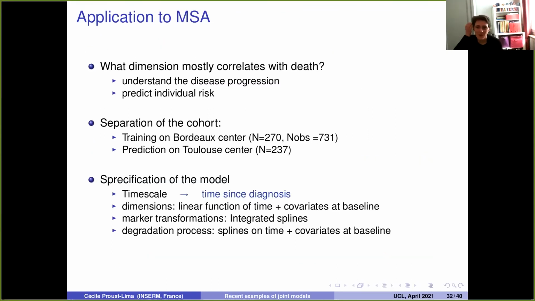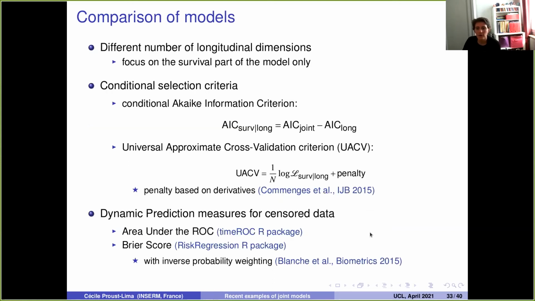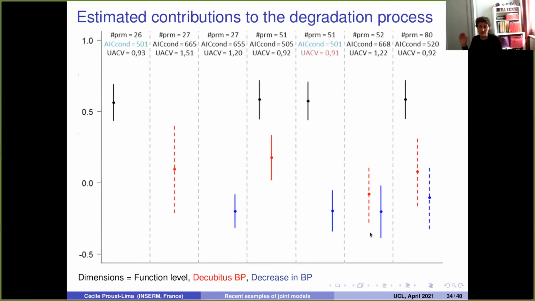Okay, so we wanted to apply this methodology to the MSA to understand what dimension is most correlated with death. So to understand what was important in the disease progression, and to make it possible to predict at an individual level the risk of death. We use for that the same data, and I will just go to the results. I hope you will understand that quite easily.